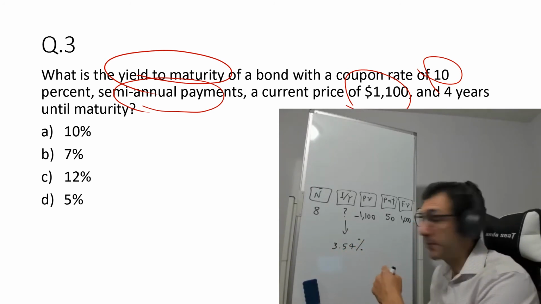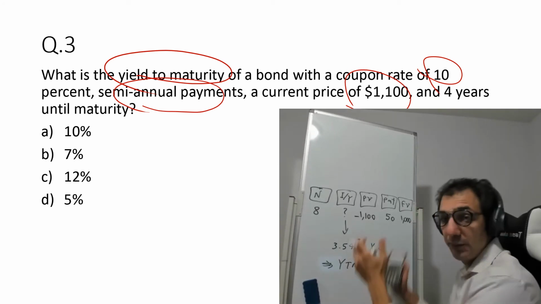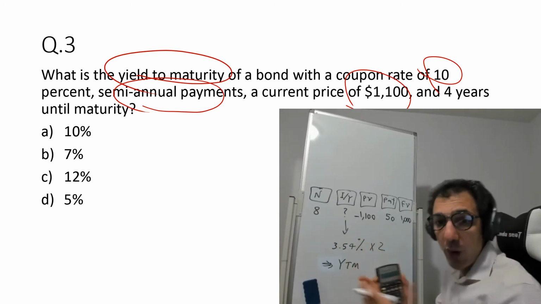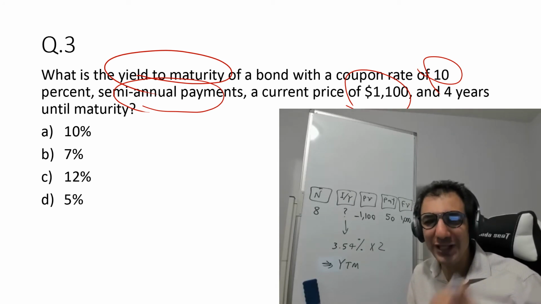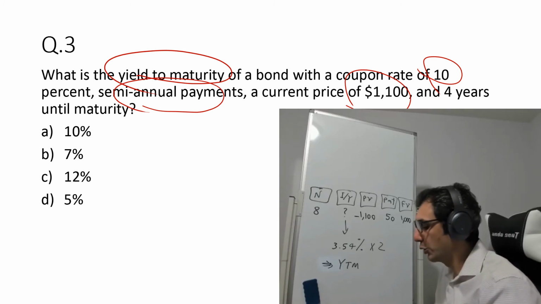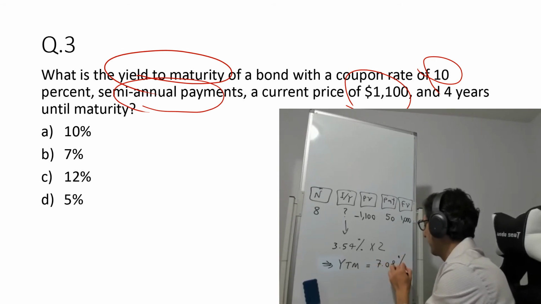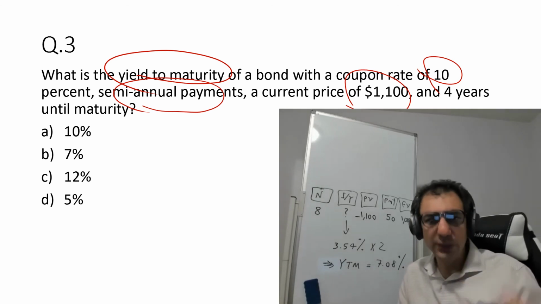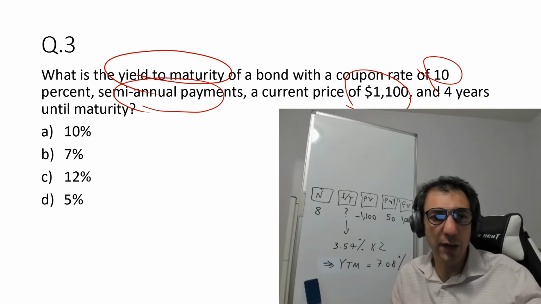This is the semi-annual bond. So if you want to find the YTM, you have to multiply this by 2, because again, this is for 6 months, and the YTM is always expressed on annual basis. This is yield to maturity, which is expressed on annual basis. So you need to multiply that by 2, which gives you just over 7%. To be more specific, it's 7.08%. So the closest number I have here is B, 7%. So your YTM in this case becomes 7%.